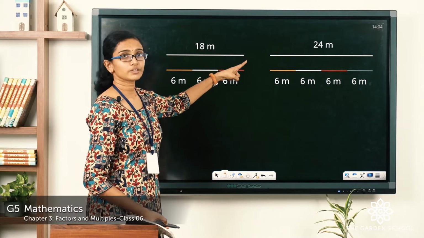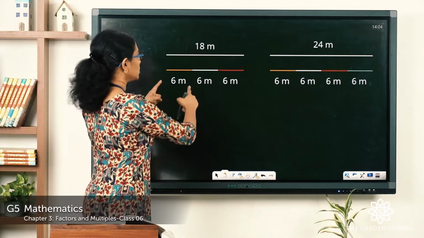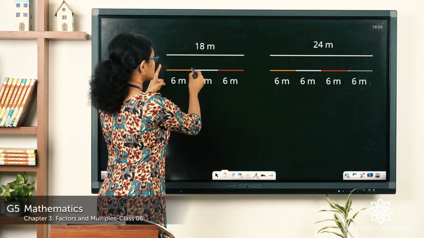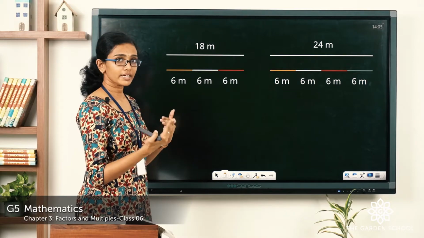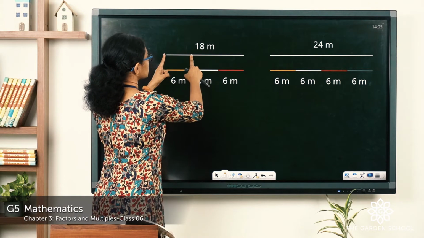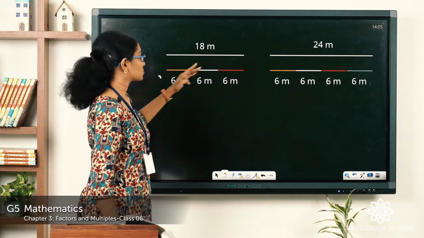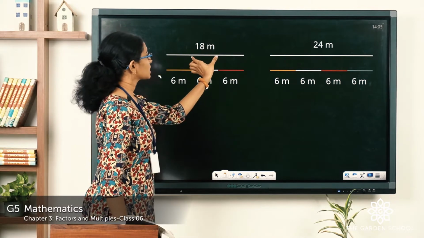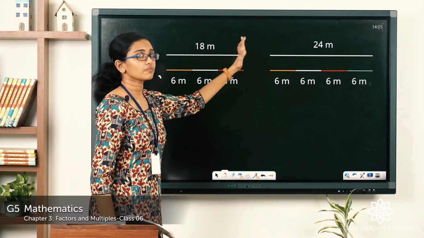So this is the 18 meter wire and this is the 24 meter wire, and we got the HCF as 6 meter, right? I've used 3 different colors so that it will be more clear to you. So we got the HCF as 6 meter, which is the greatest possible length of a smaller wire that can be used to measure these two wires. See, I'm taking this 6 meter and there is one 6 meter here, one 6 meter here and one more 6 meter here. So this 6 meter wire can measure this 18 meter wire in 3 equal divisions and completely also. There is no remainder or no length of wire left.